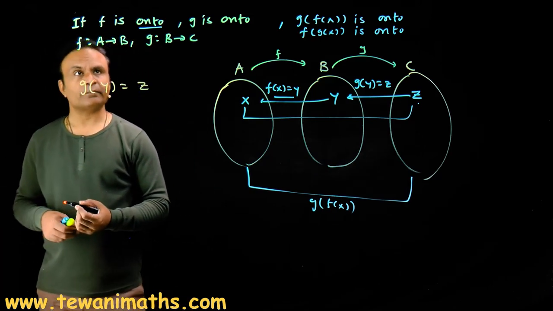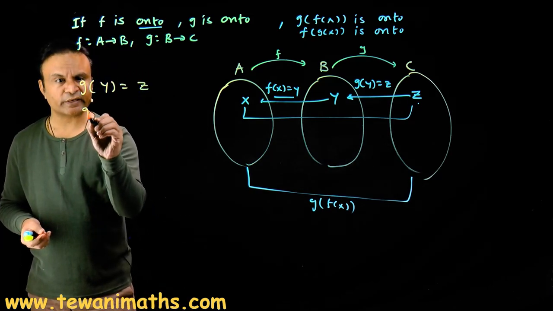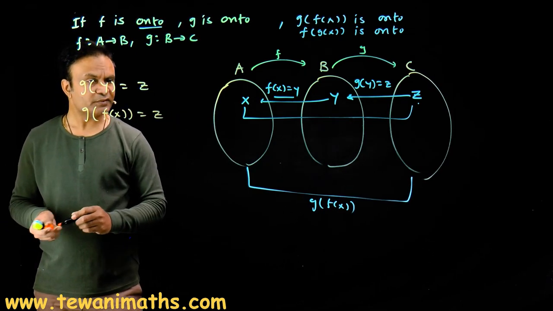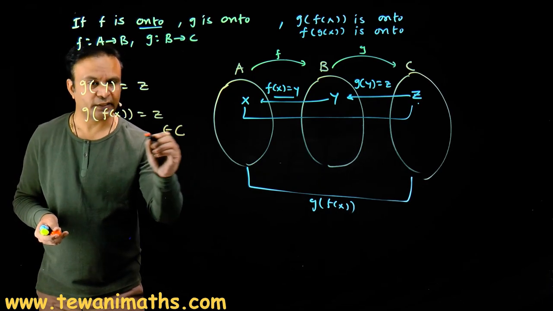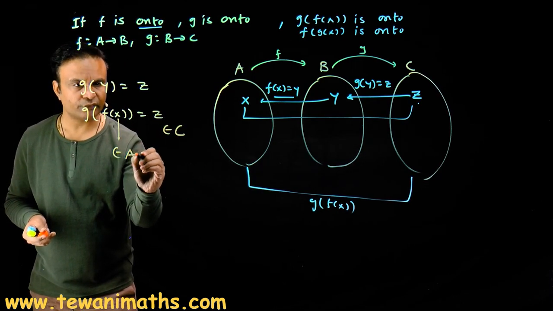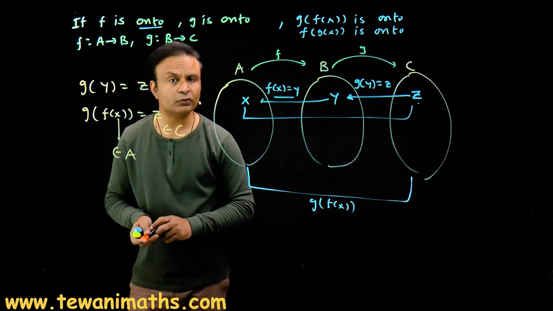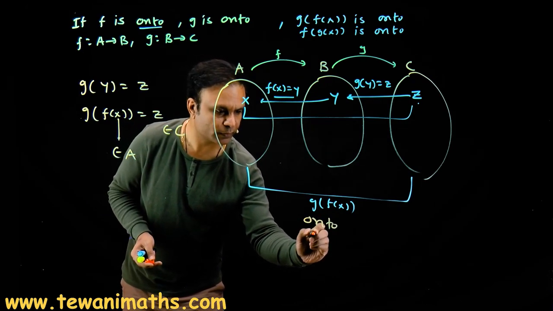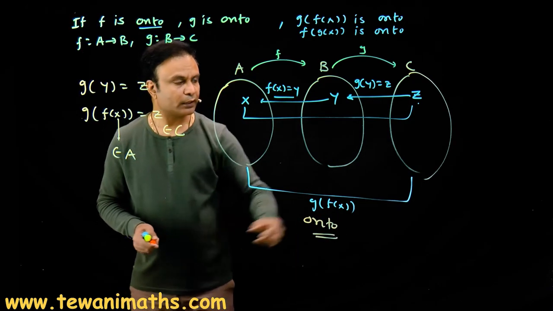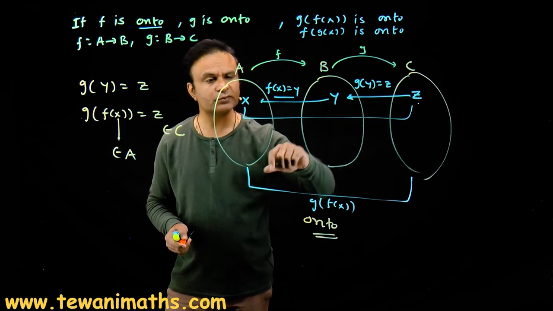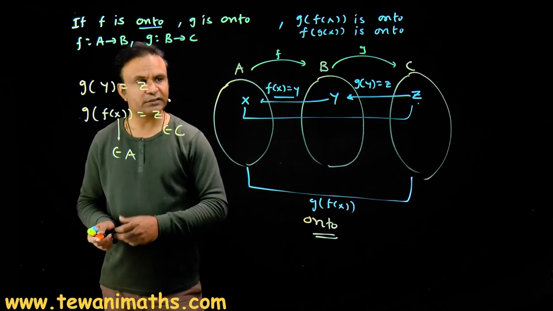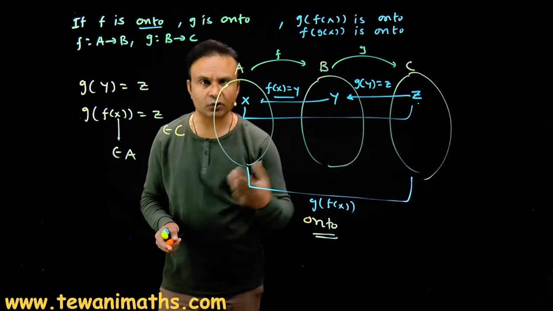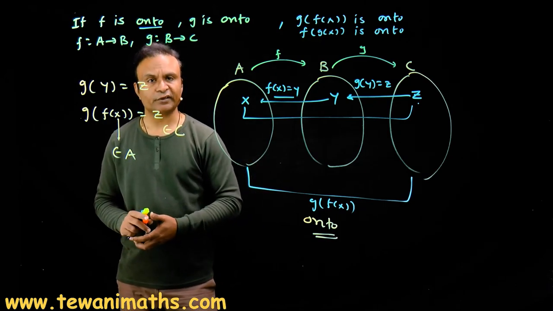is onto, and now because function f is onto, I can write g of f of x is equal to z. That means if I take z belongs to C, I get one x belongs to A for which g of f(x) is equal to z. That means function g of f(x) is onto. For an onto function, what do we prove? If I take z in C, then I should get the corresponding element x in set A, which we have proved. Similarly, we can prove that f of g(x) is also onto, it is also a surjective function.